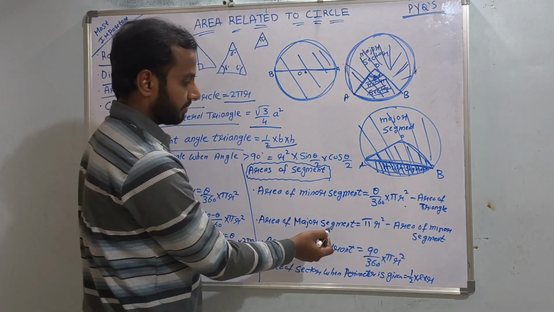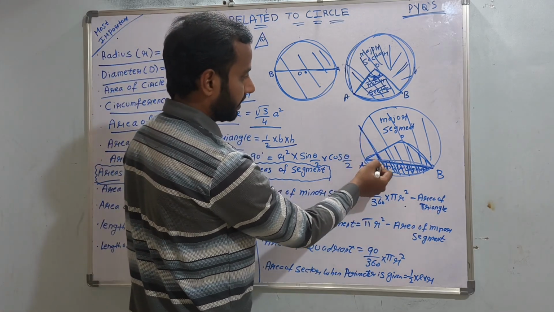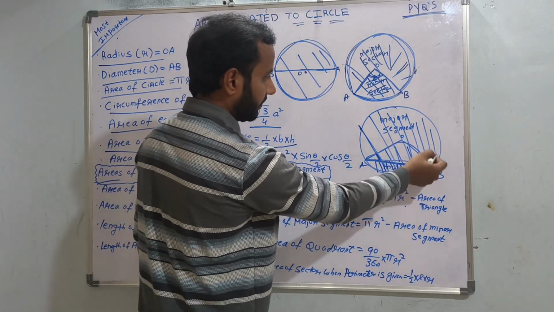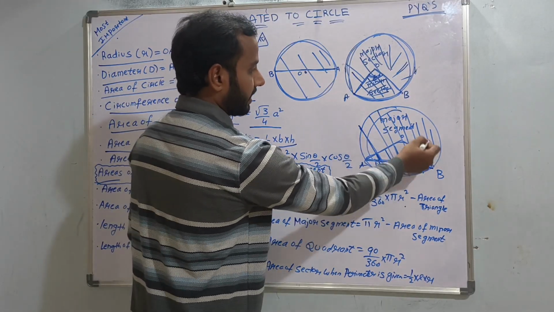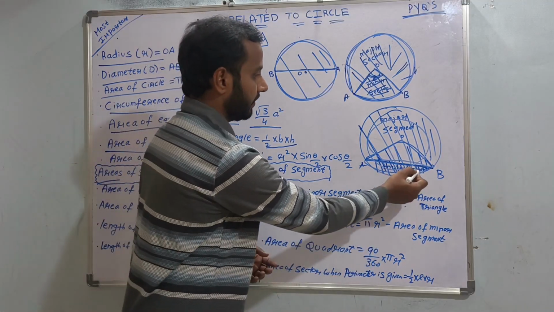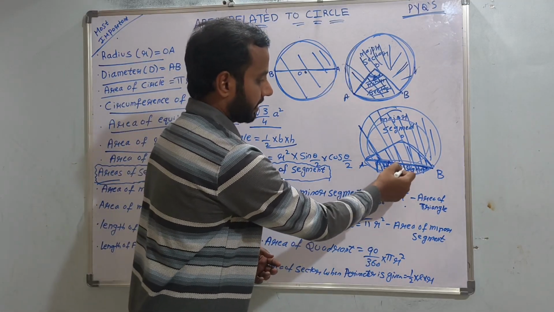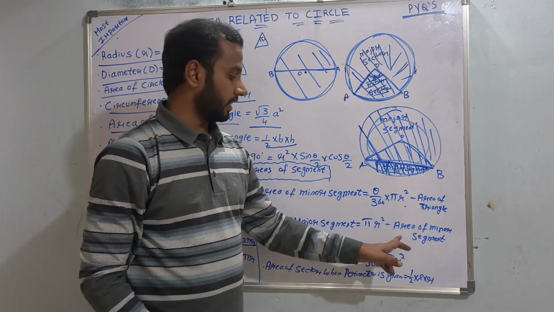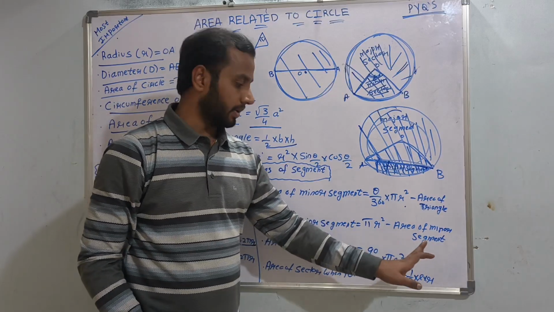Area of major segment: to find the area of the major segment, I need to calculate this complete part. That is the area of the circle, pi r square, minus this part, which is the area of the minor segment. So it is pi r square minus area of minor segment.